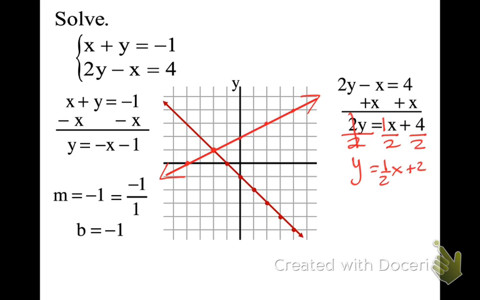Okay, now what is the solution to this system? Solution, Ethan. Since they're meeting at negative 2, 1, negative 2, comma 1, that is the solution to the system. Okay, questions?